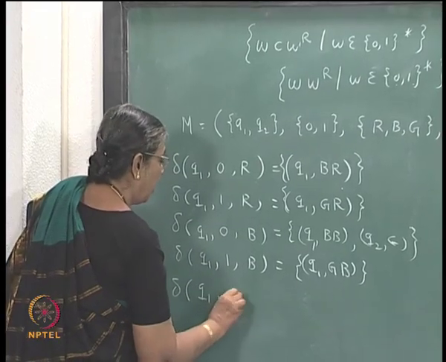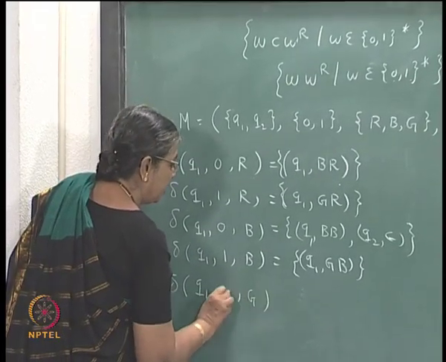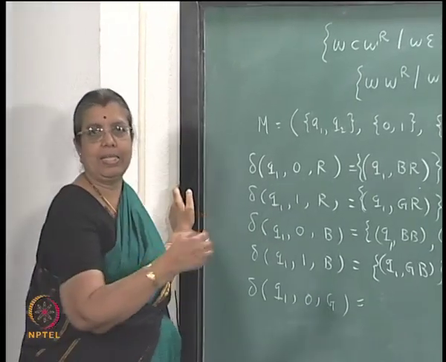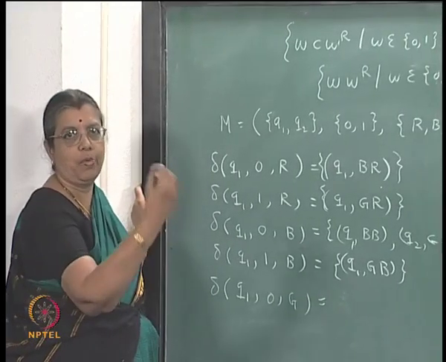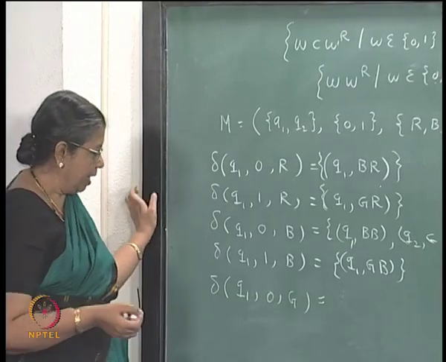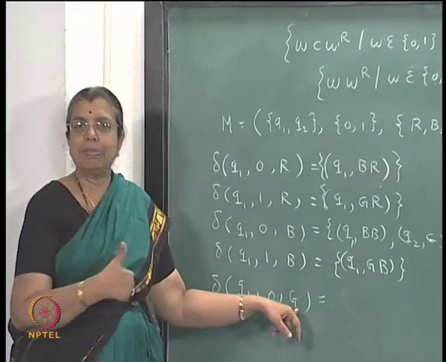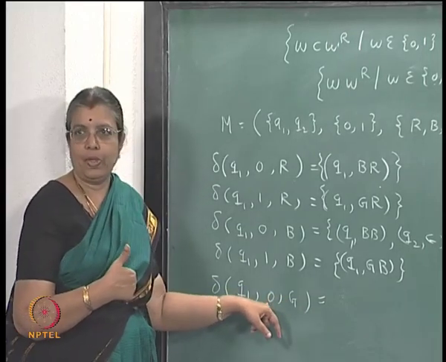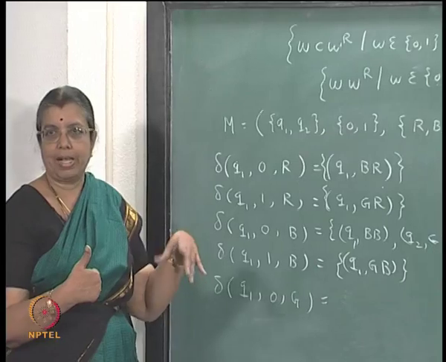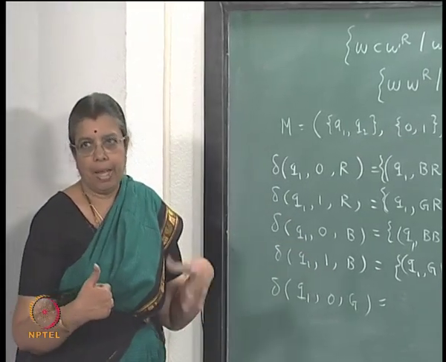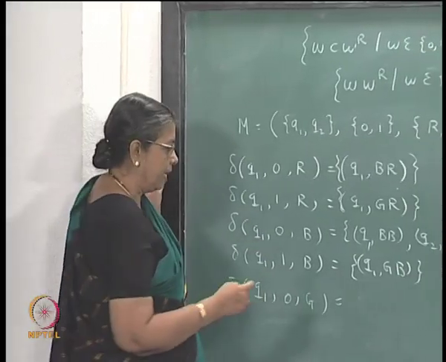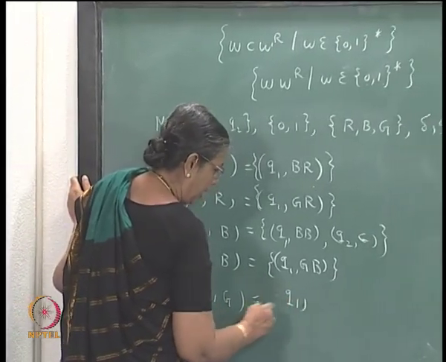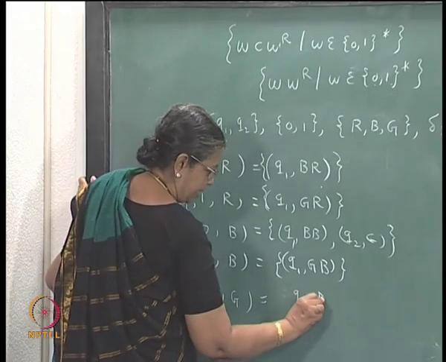In Q1, if you have a G and a 0, in Q1 you are adding symbols and in Q2 you are removing them, right. In Q1 if you have a G, means the last symbol read is 1, you are going to read a 0. So, you will add the blue symbol; corresponding to 0 you are adding B, corresponding to 1 you are adding G. So, that will be Q1 BG.